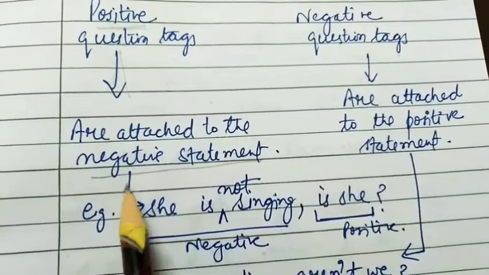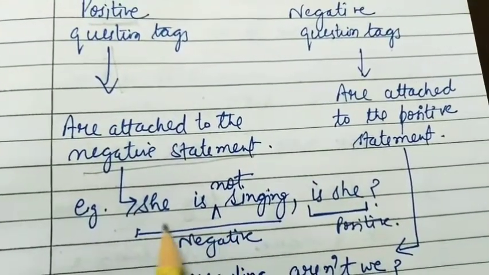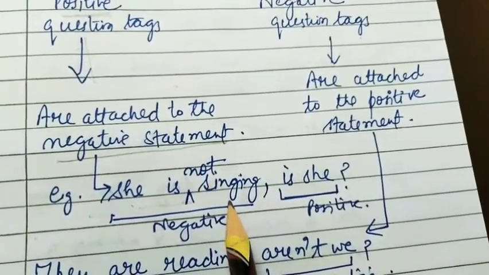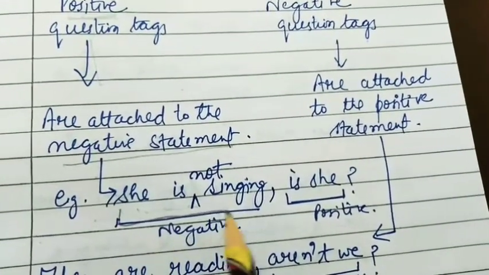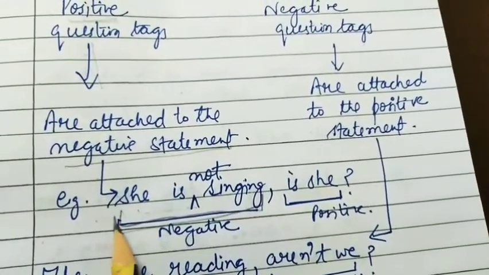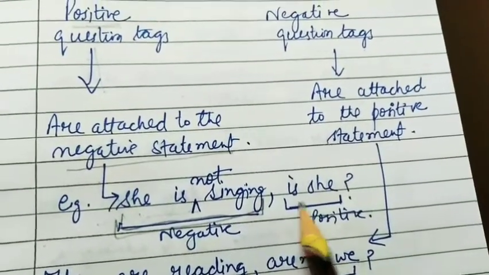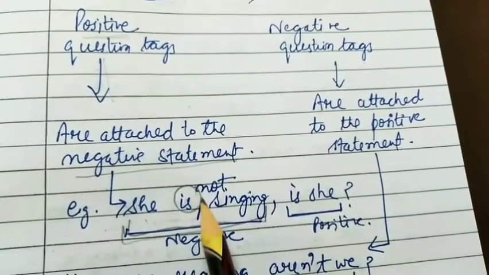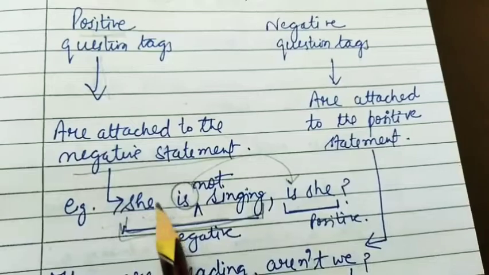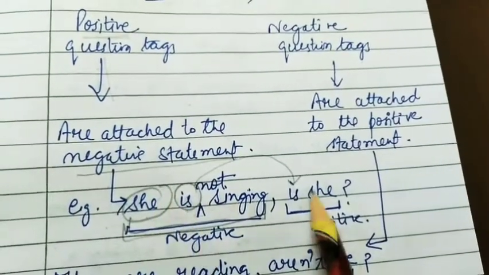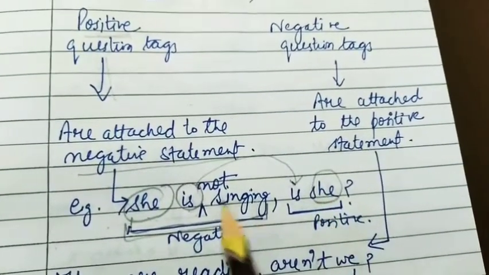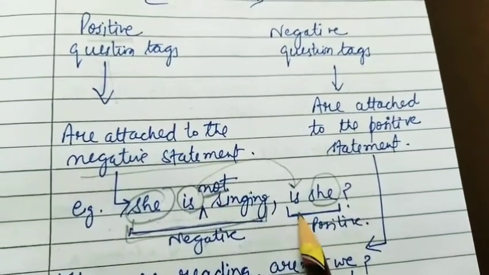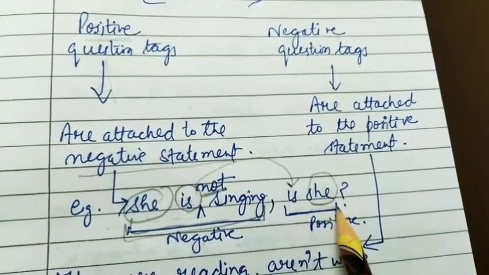Whenever the statement is negative, let's take this example, she is not singing. This is the negative sentence, this is the negative statement, so the question tag is positive here. Now see here, we have picked up is from here, is we have used here, and this was the subject, so the subject comes here. But as it was a negative sentence, see here, not we have added, so the question tag will be in positive form, is she.